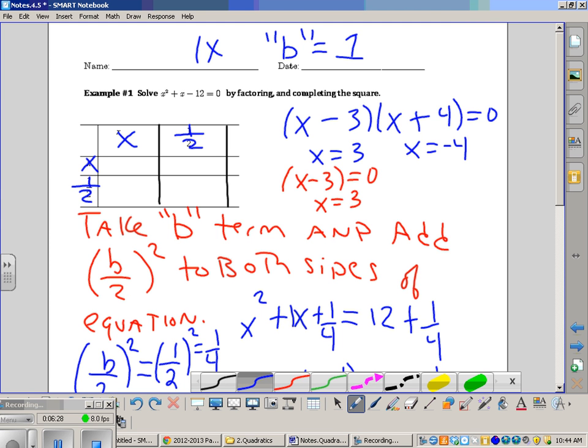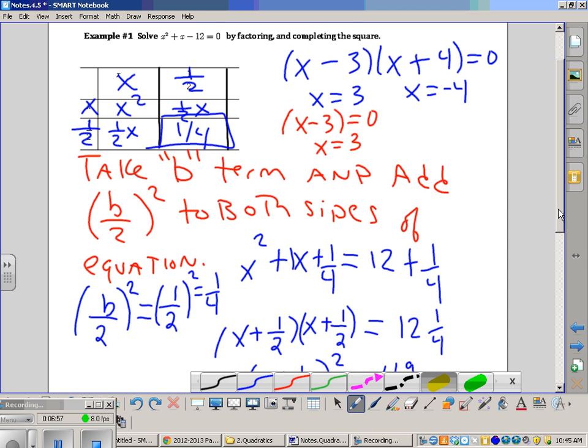If I fill in all the boxes on this chart, I get x squared, 1/2 x, 1/2 x. And so x squared plus 1/2 x plus 1/2 x is x squared plus x. The final part in the square that hasn't been added is 1/2 times 1/2, which is 1/4. So to complete the square, to fill in the missing piece, you have to add 1/4 to both sides. That 1/4 that gets added to both sides is the b over 2 squared part.